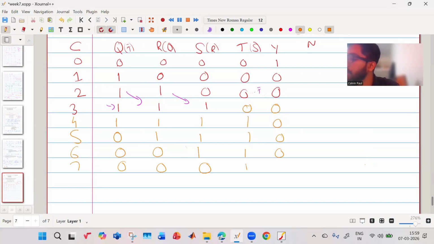T is S, so it is 1. So T bar and Q bar, so this again is 0. Right? Now let us go to the eighth pulse. We are going to the eighth pulse now. Now T bar is 0, so this becomes 0. Then they all are passed forward, and your Y will be equal to 1.